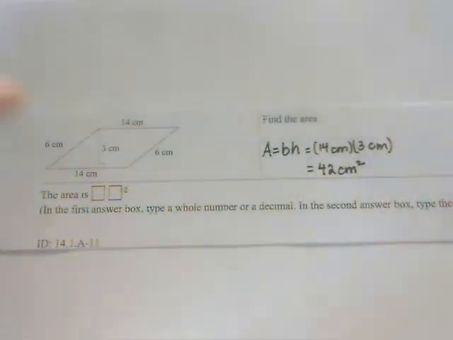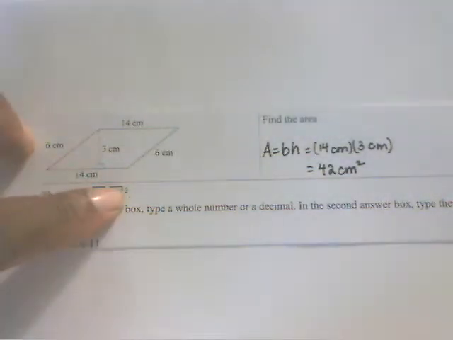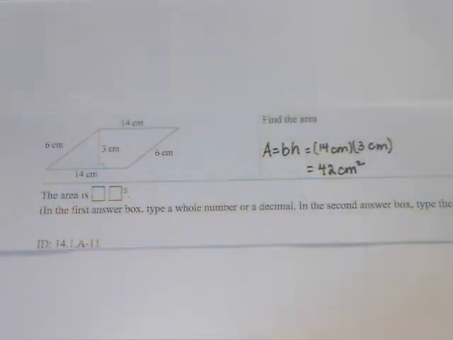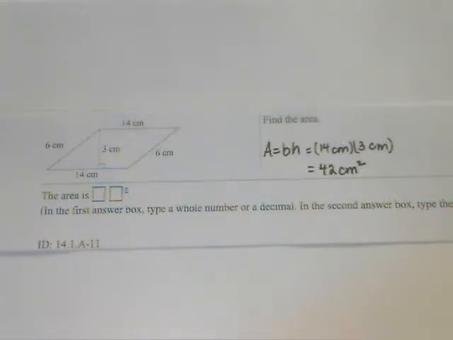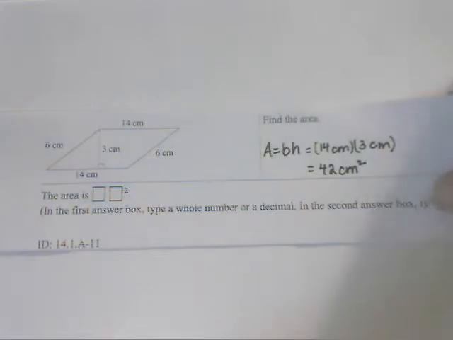Okay? So in this case here, they already got the exponent of 2 here to show you that the area is going to be in square units. So you'll type in the first box 42 in this case, and then the appropriate unit, which is centimeters. And it'll be square centimeters, by the way. So that's the area of that parallelogram.